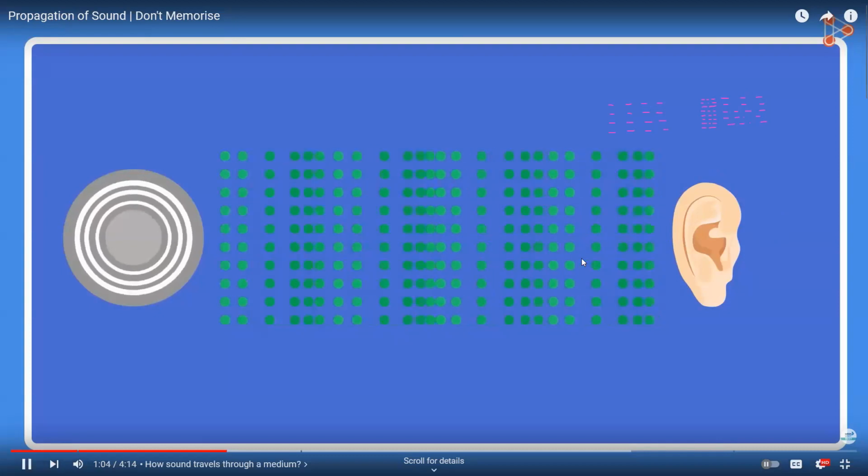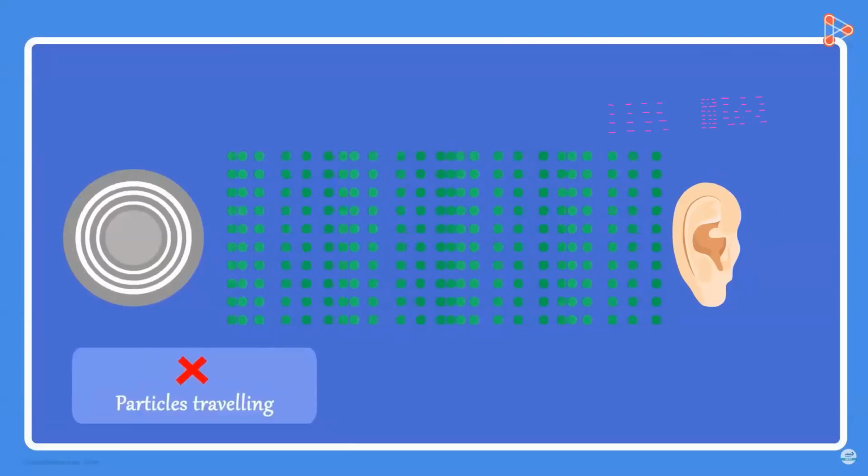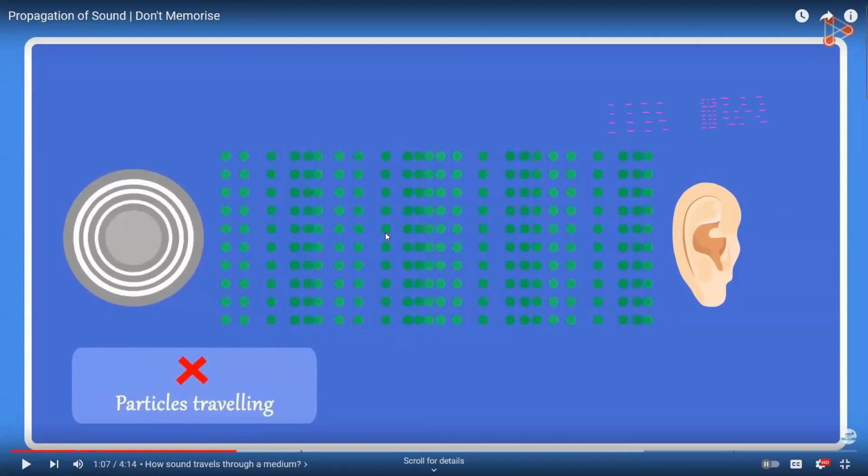See that the particles of the medium are not traveling from the source to the human ear. They will never travel. No particles will travel. What they will do is just vibrate about their equilibrium positions. Do you all understand, everybody?